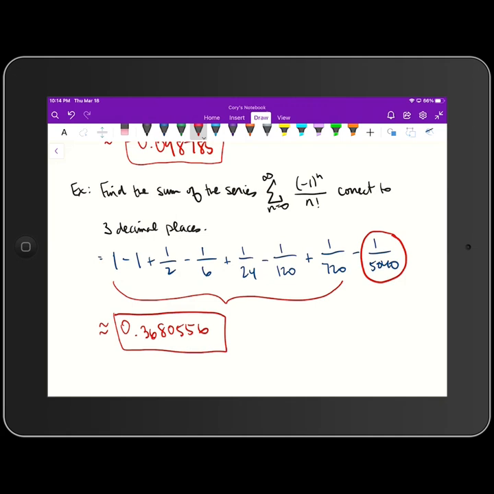That's going to be it for the alternating series estimation theorem. You will have some homework problems that pertain to that. Then we're going to move on to our last lesson, which deals with applications of Taylor polynomials.